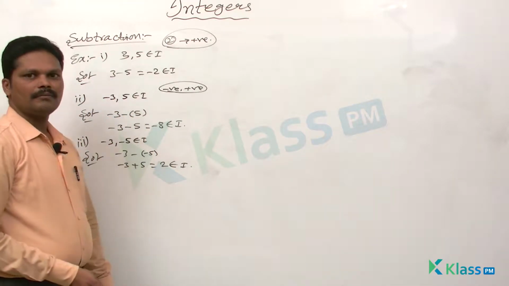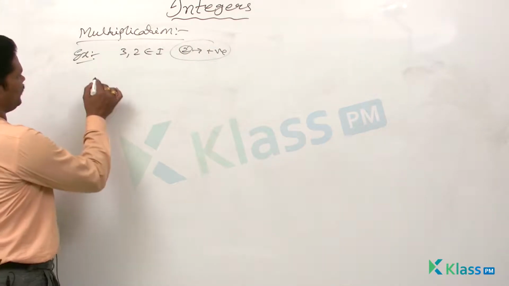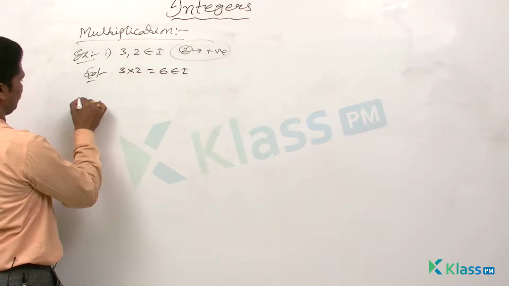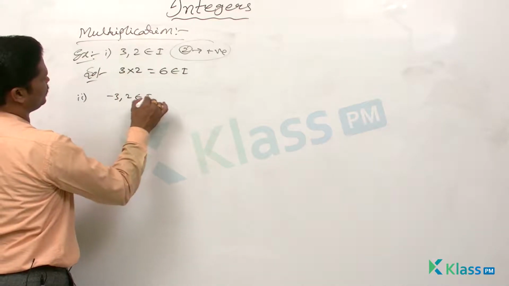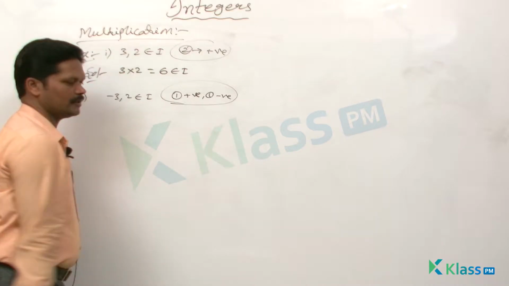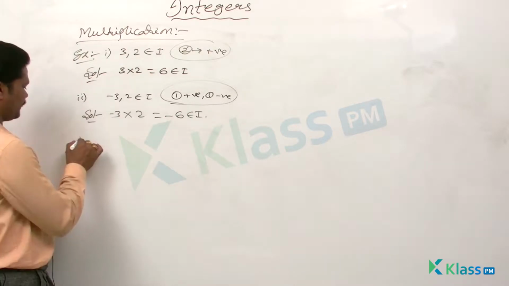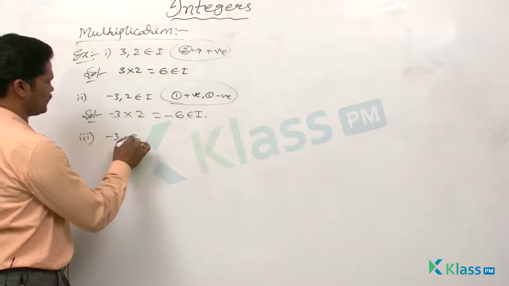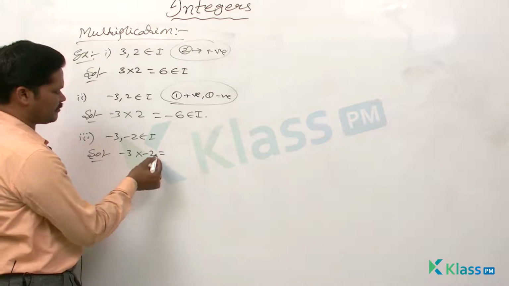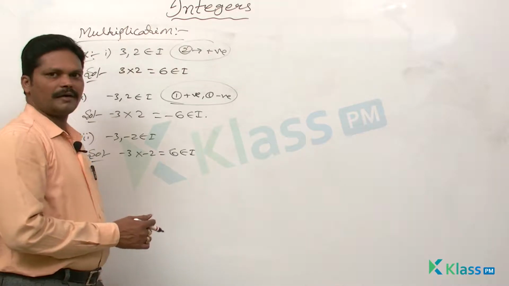Coming to the next one, multiplication. I am taking two positives here for multiplication. So here I am applying 3 into 2, 6, which is also an integer. For the second one, minus 3 and 2 belong to integers, one positive and one negative. Solution: minus 3 into 2 is equal to minus 6, which belongs to integers. And for the third one, I am taking both numbers negative: minus 3 into minus 2, minus into minus is plus, 2 threes are 6. This is the way we apply multiplication, the third basic operation.